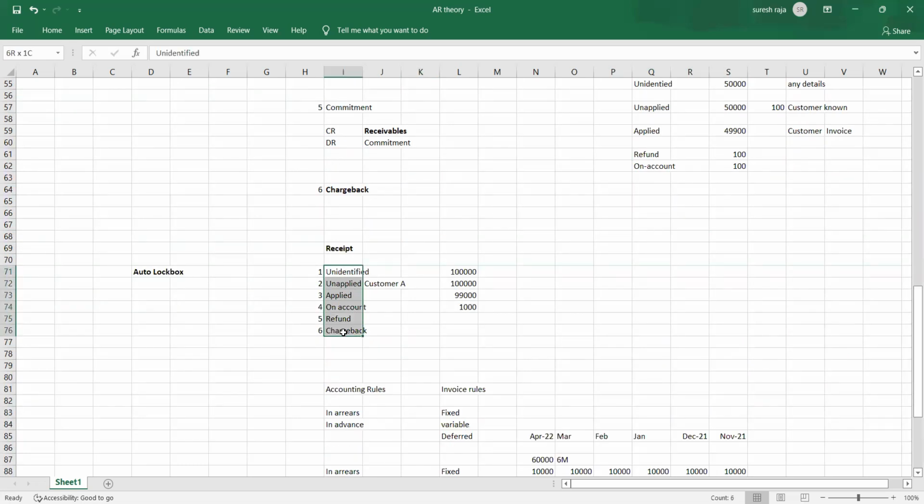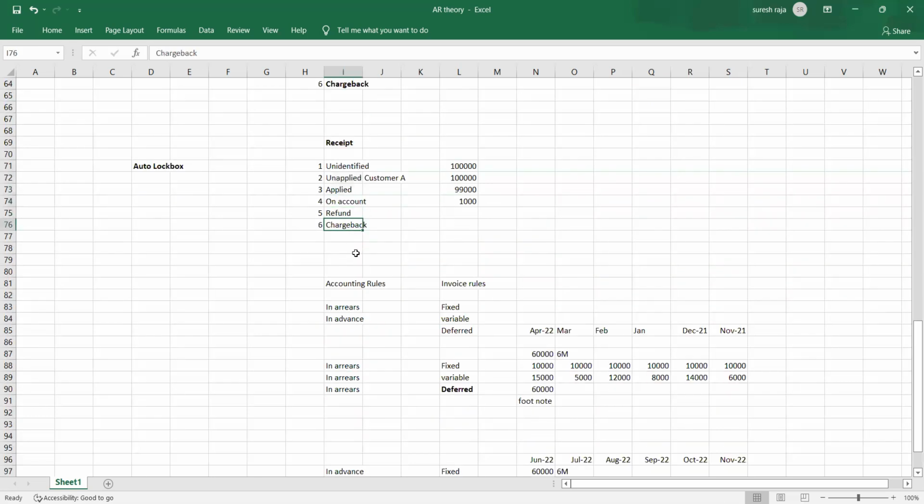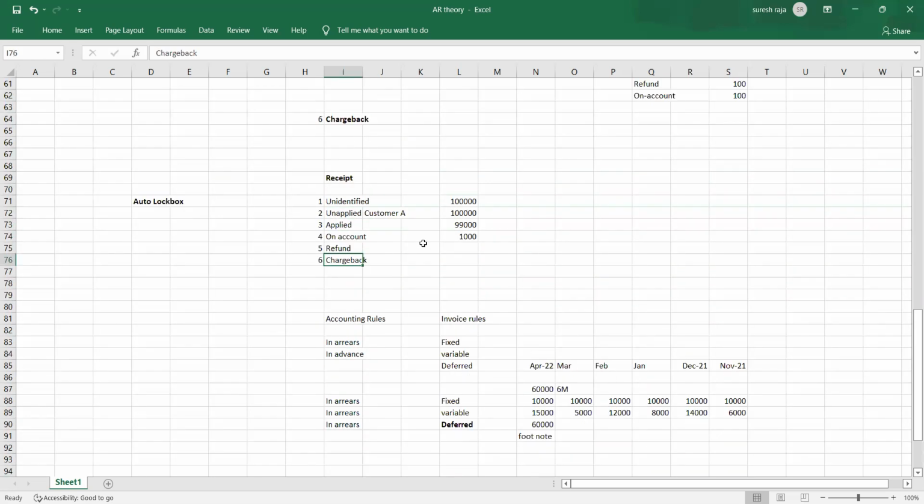That's it. These are the steps. Here, chargeback is also one. We'll see. And one more important theory.